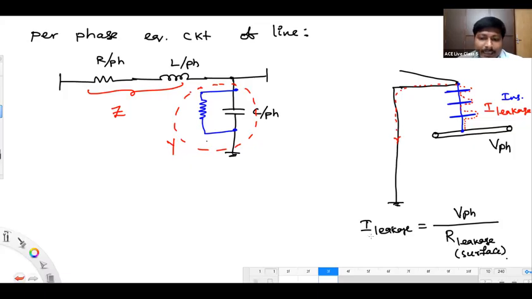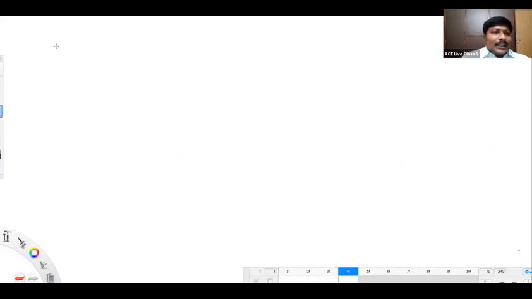What is the admittance of the resistor? The admittance of a resistor is nothing but conductance. Admittance of a resistor is known to be conductance, and this is generally called shunt conductance, which represents the leakage current flow. So I'll say G is the shunt conductance.